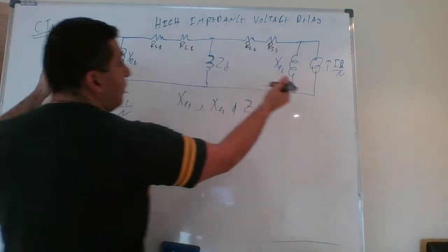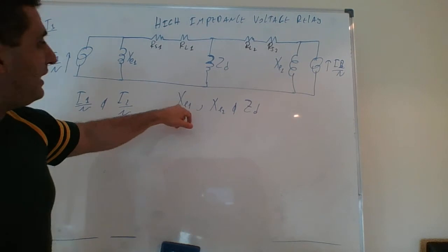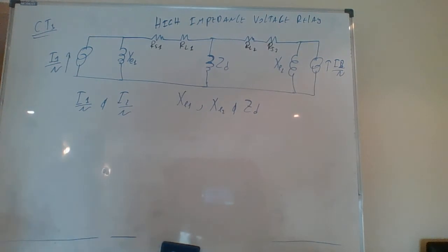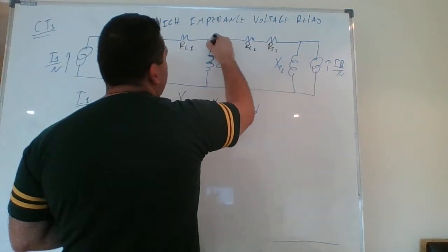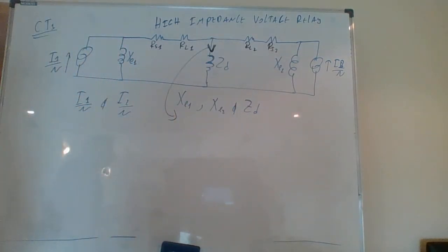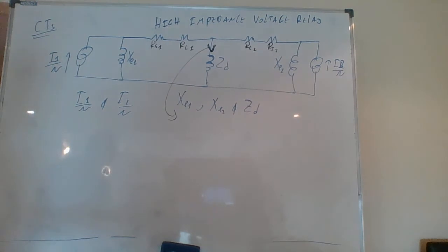Because I have an internal fault, both sides go in, and it will force a current to go into XE1, XE2, and ZD. So basically, this current will be forced through the impedance, which causes a high voltage to develop across the differential branch. And hence, the relay will operate. This is for an internal fault.